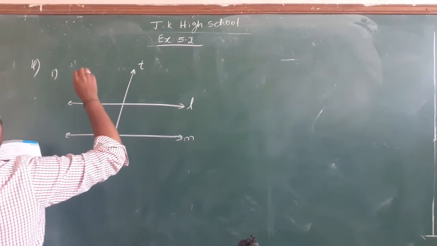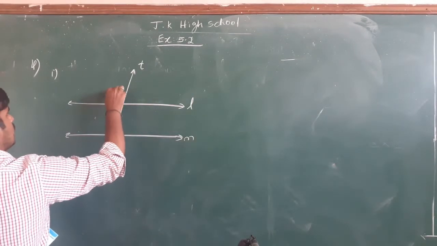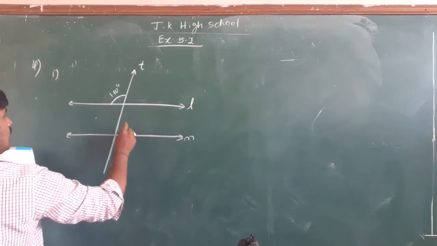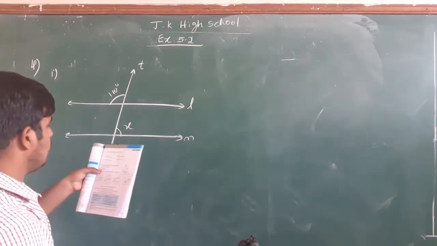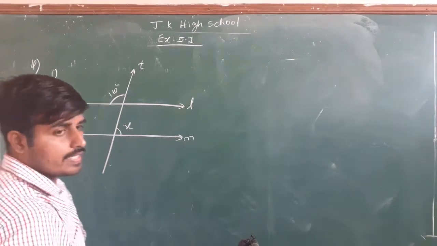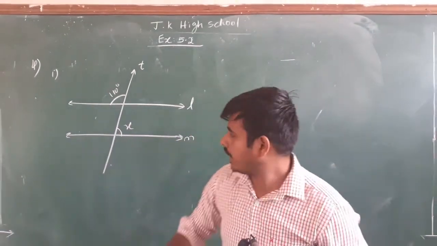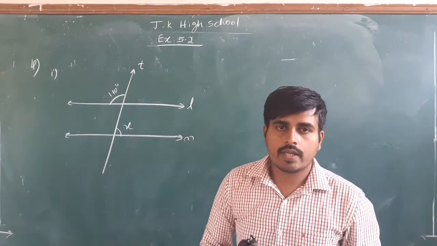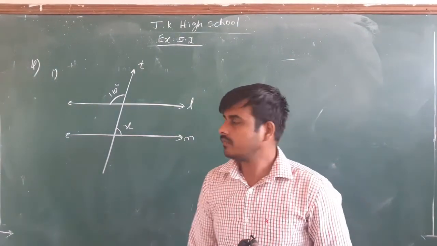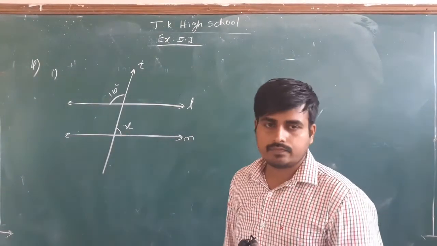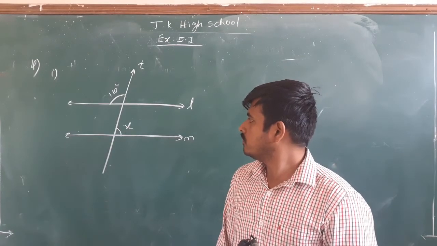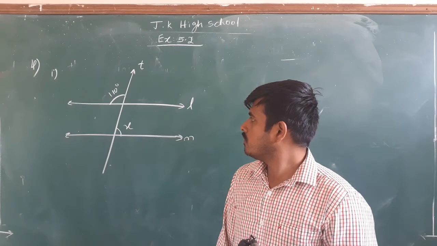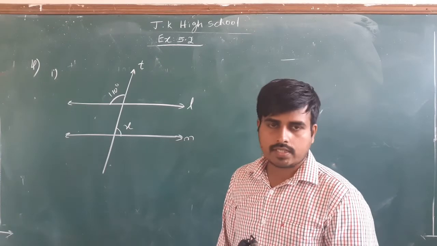T is the transversal, and it is given as 110 degree and this one is x. Find the value of x. The heading is find the value of x. You need to find the value of x. What is the value of x?